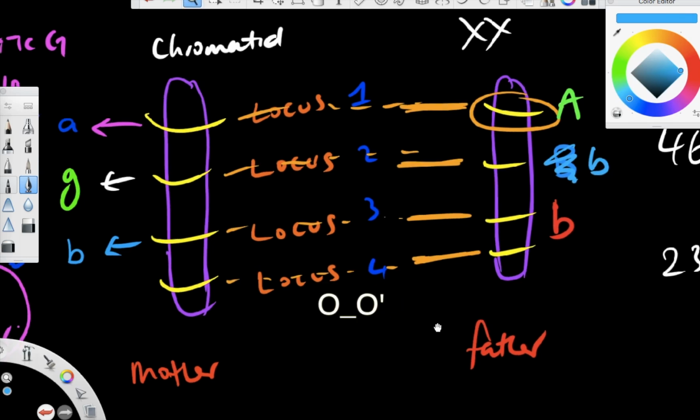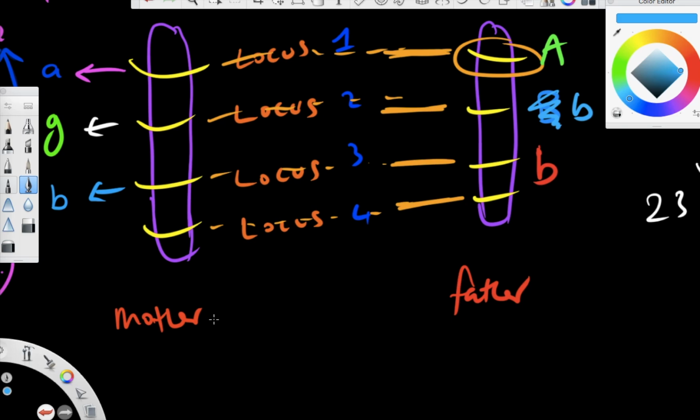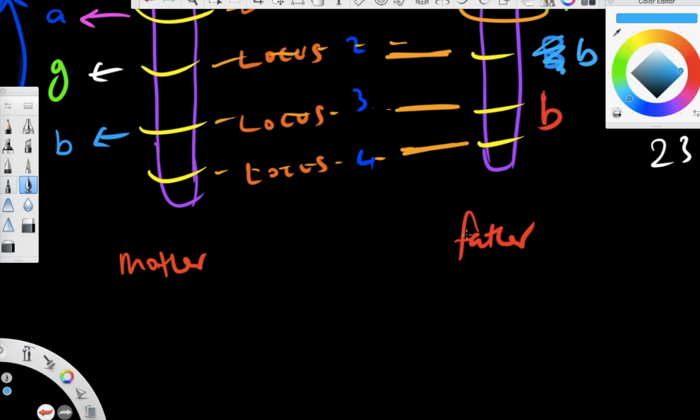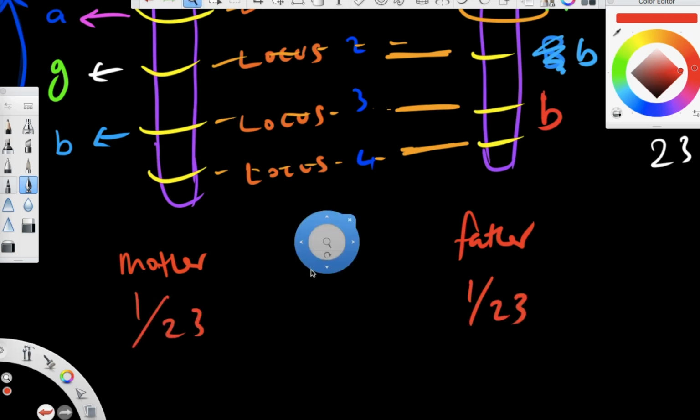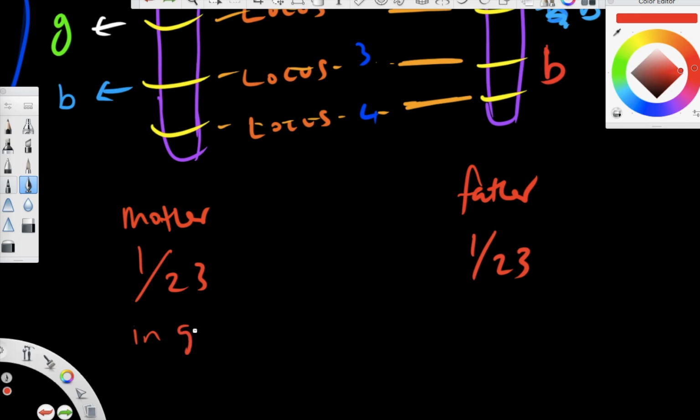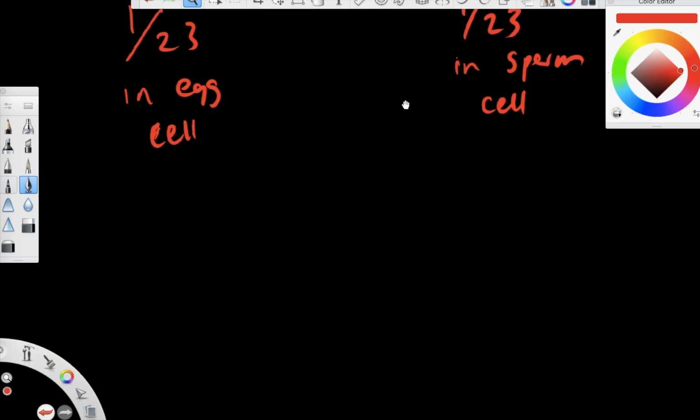So just call it little b, and then these two chromatids will combine to form a homologous pair in the offspring. Because this chromatid will be present in the mother's gametes, in the egg cell, and this one will be in the father's gamete, in the sperm cell, alongside the other 22. This is just one of the 23 chromatids in the mother's egg cell, and this is just one out of the 23 chromatids in the sperm cell. And then when these two chromatids combine, they will form a homologous pair.